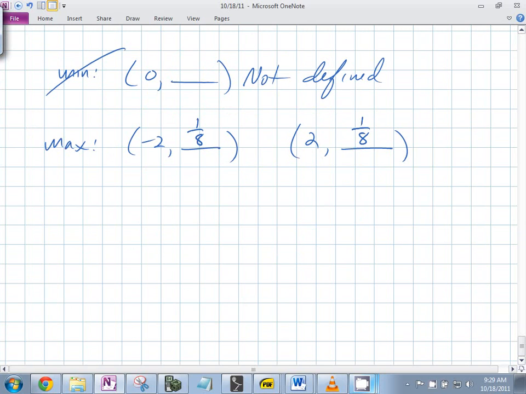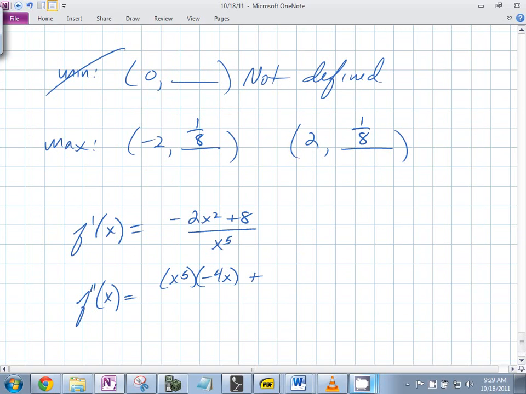Okay, so we have mins and maxes. What's next? The inflection. Concavity, inflection points. Exactly. So for concavity and inflection points, we need to look at the second derivative. What was the first derivative? It was negative 2x squared plus 8 over x to the 5th. So f double prime of x is going to be low d high, plus high d low, all over low squared, x to the 10th.